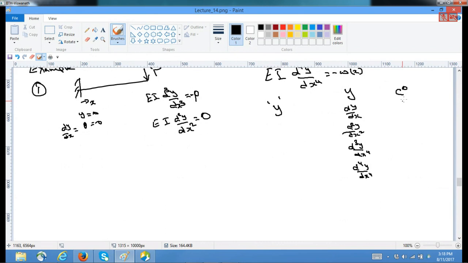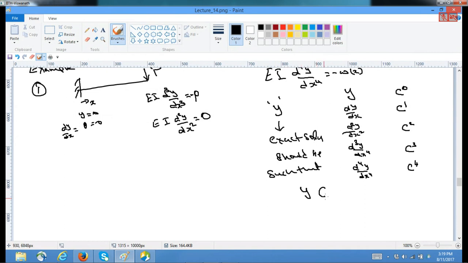An analytical or an exact solution should be such that y has to be continuous, dy by dx has to be continuous, d3y by dx3 has to be continuous, d4y by dx4 has to be continuous. Then only there is a solution for that given problem, provided it also satisfies the given boundary conditions. So that is the stringent requirement for having an analytical solution.